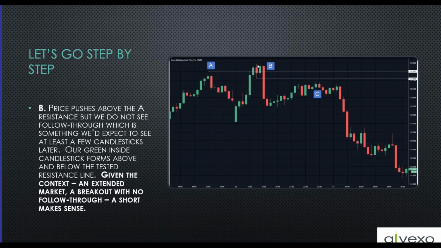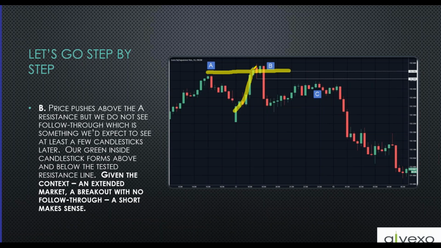This gives us B. Price pushes above a resistance level, which is something we'd expect to see, and at least a few candlesticks later, our green inside candle forms above and below the tested resistance line. So we can see the resistance line drawn by the swing high from the top of the price as a push from the last push. We now have price moving up to this resistance line, and we have a couple candles through that, or at that resistance or above. Our green candlesticks form above and below the tested resistance line.